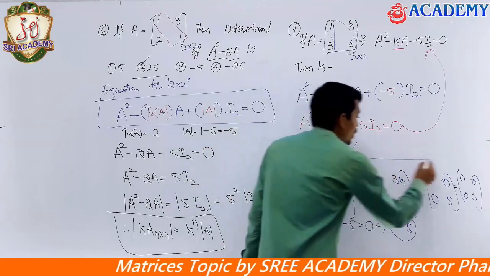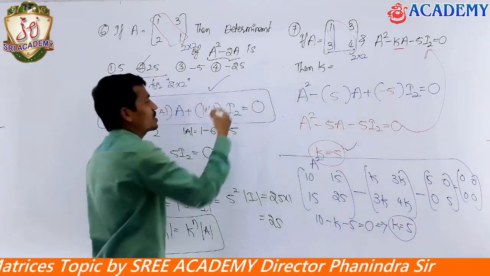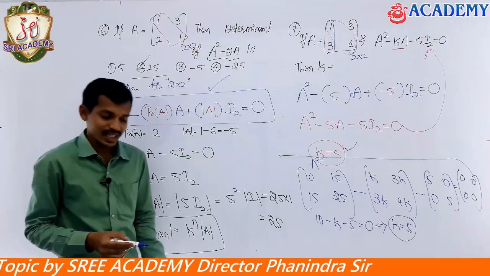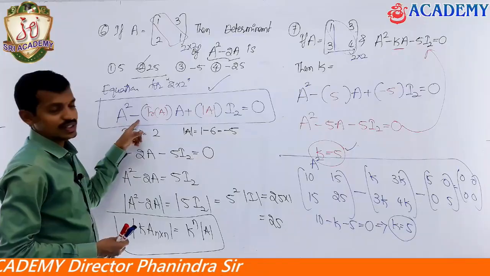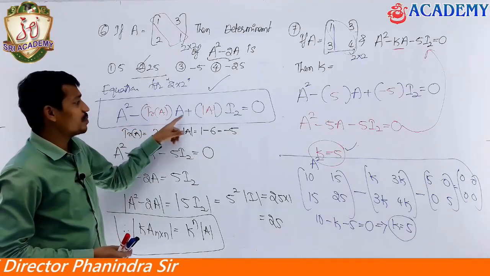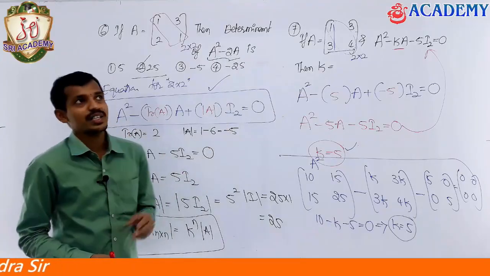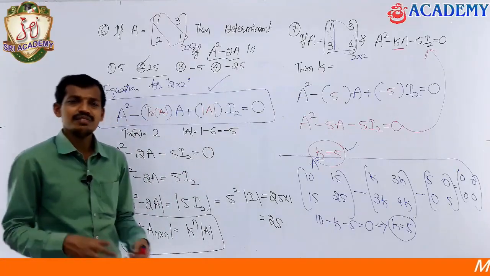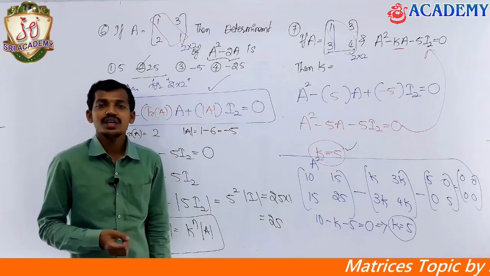We are not doing this procedure; simply by using our equation for a 2 by 2 matrix, we are getting the answer. You have to remember this equation. What is that? A square minus trace of A into A plus determinant of A into I of order 2 is always going to be the null matrix. For 2 by 2 we defined it, and the same way we will define it for 3 by 3 also, then you will understand. Okay, let's see that.